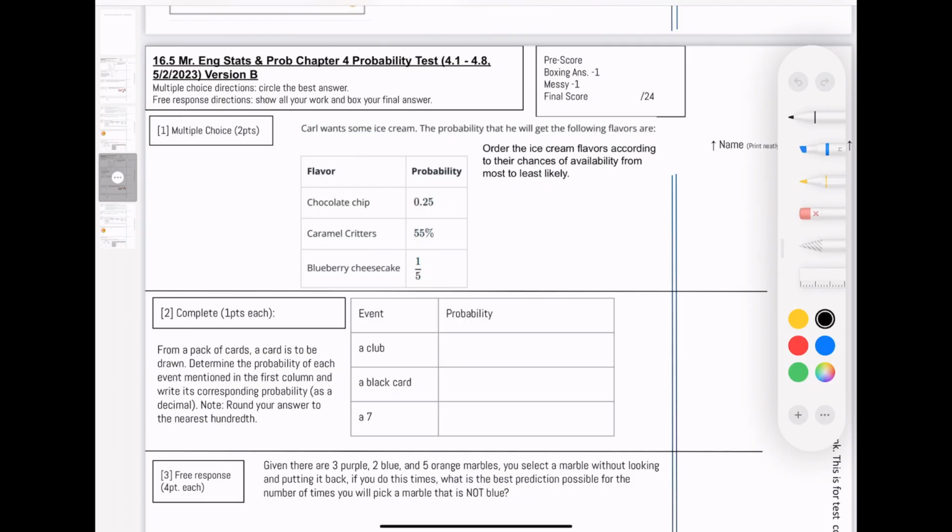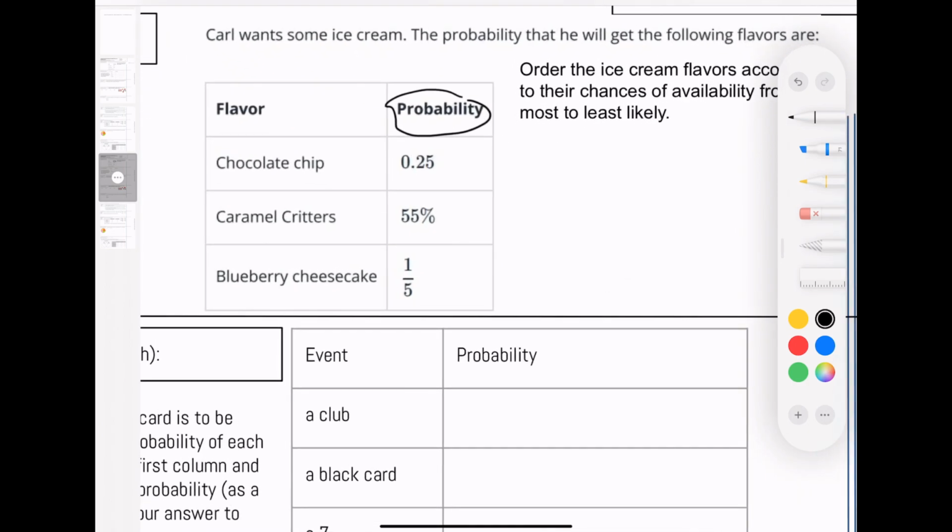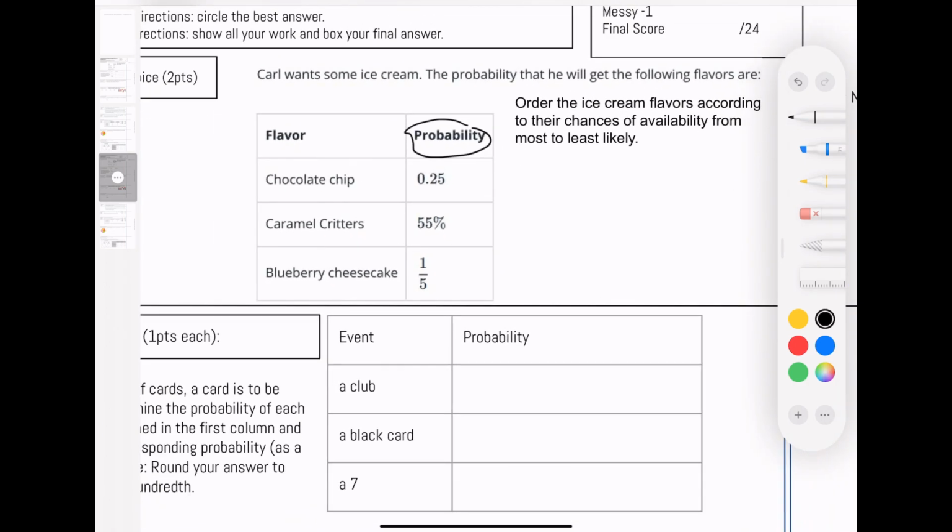Hey stats lovers, let's go over 16.5, chapter 4, probability test version B. Carl wants some ice cream. The probability that the following flavors: chocolate chip, caramel critters, and blueberry cheesecake. It tells me the probability. I do notice that they're in different forms: decimals, percentages, and fractions. And so it might be easiest to put them in decimals.